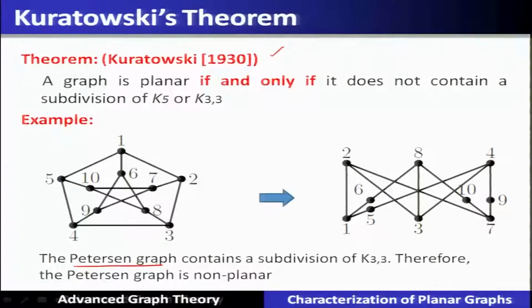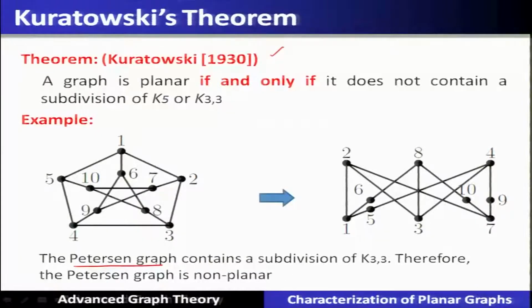and as per the statement of the theorem, if this Petersen graph contains a subdivision of K33, which is non-planar, then that graph will also be non-planar. If the subdivision is planar, then only the Petersen graph can be planar, but we will show that a subdivision of the Petersen graph is K33, which is non-planar, hence the Petersen graph is non-planar.